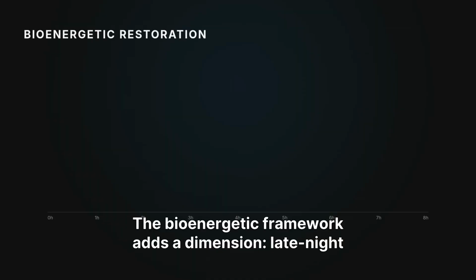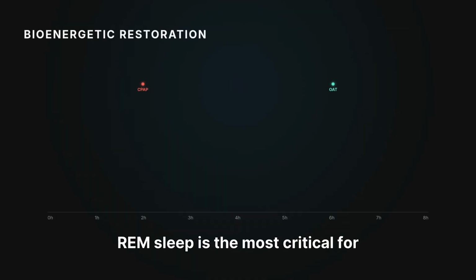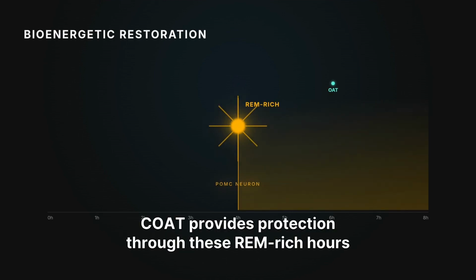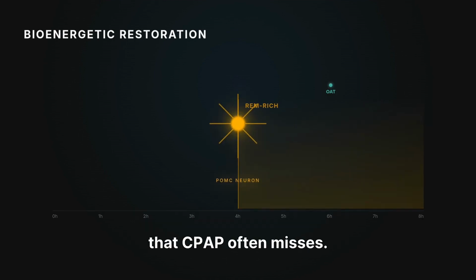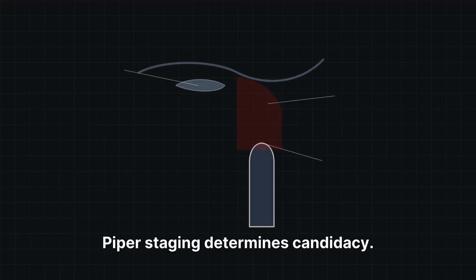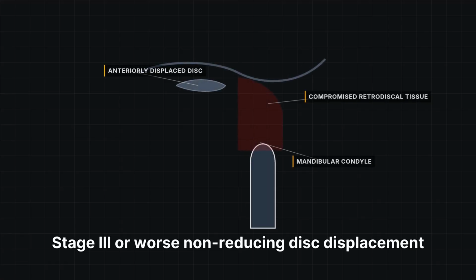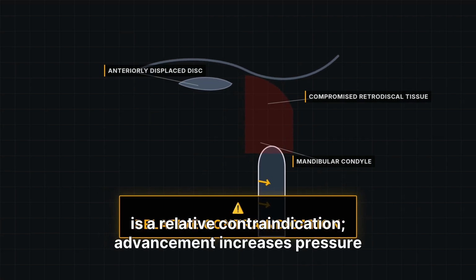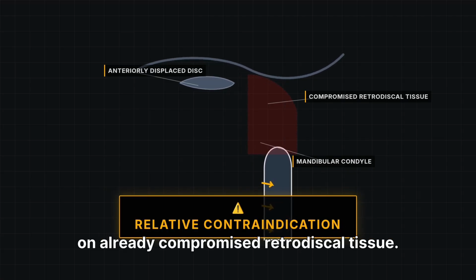The bioenergetic framework adds a dimension. Late-night REM sleep is the most critical for POMC restoration. COAT provides protection through these REM-rich hours that CPAP often misses. Piper staging determines candidacy. Stage 3 or worse non-reducing disc displacement is a relative contraindication. Advancement increases pressure on already compromised retrodiscal tissue.